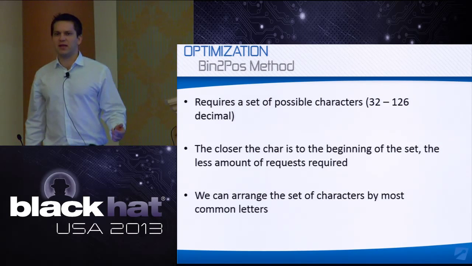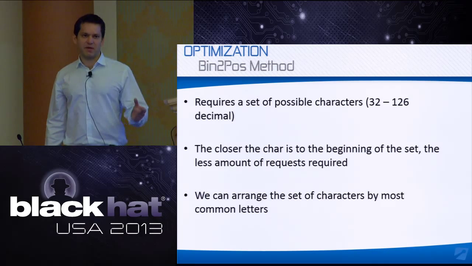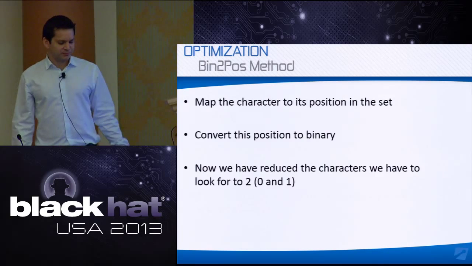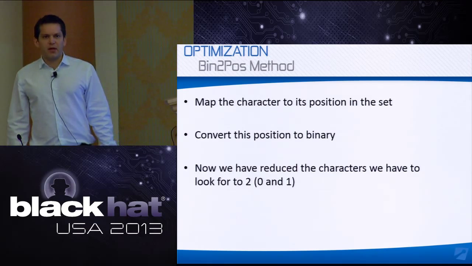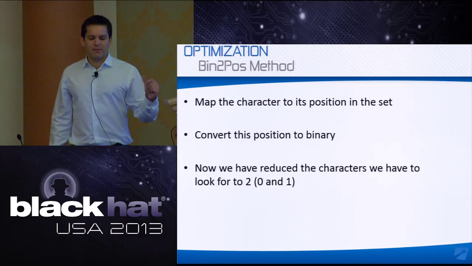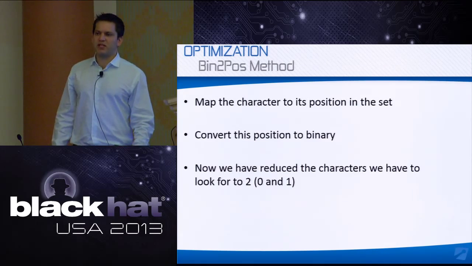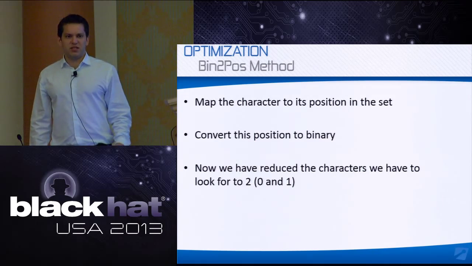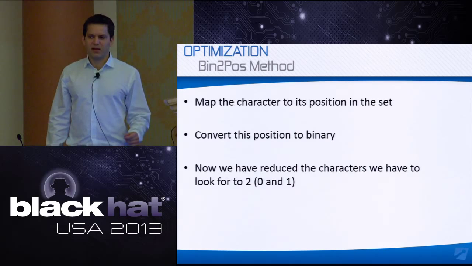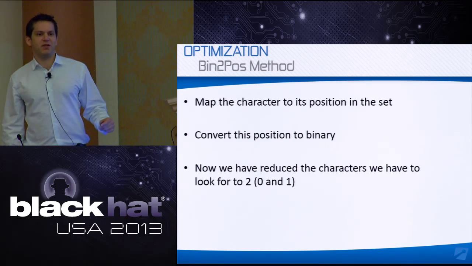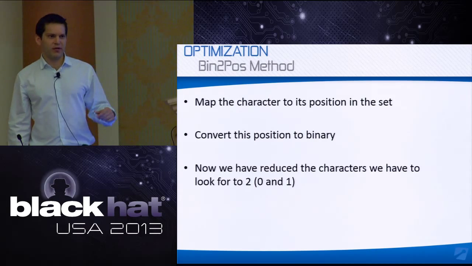Say for the English language, E is one of the most common letters, so we could position that character maybe at the start of our set. So we map the character to its position in the set, and then what we do is convert this position to binary and retrieve the binary of that position. This way we're effectively reducing the number of characters to look for from 94 to 2, only zeros and ones.